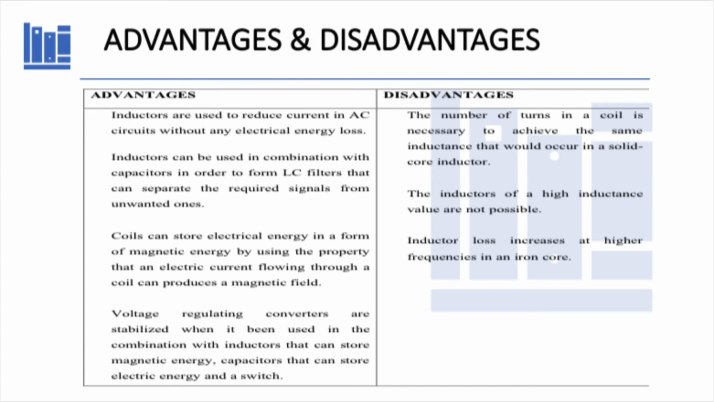The disadvantage of inductor is that a large number of turns in a coil is necessary to achieve the same inductance that would occur in a solid core inductor. Inductors of high inductance value are not possible. And lastly, inductor loss increases at higher frequencies in an iron core.